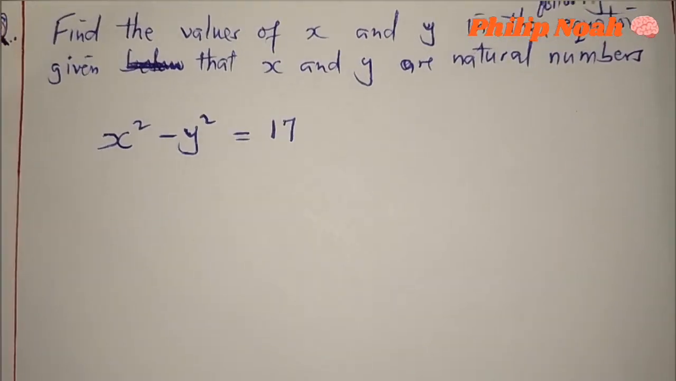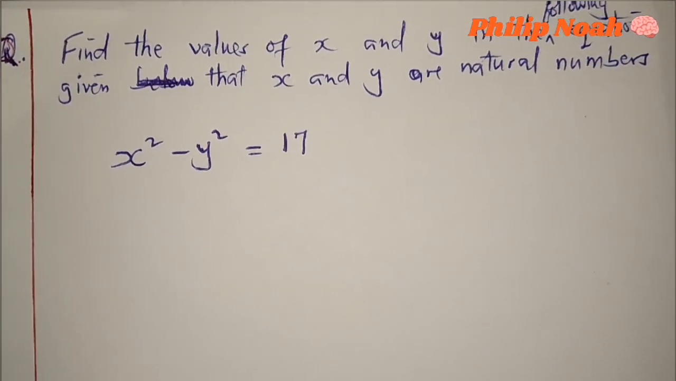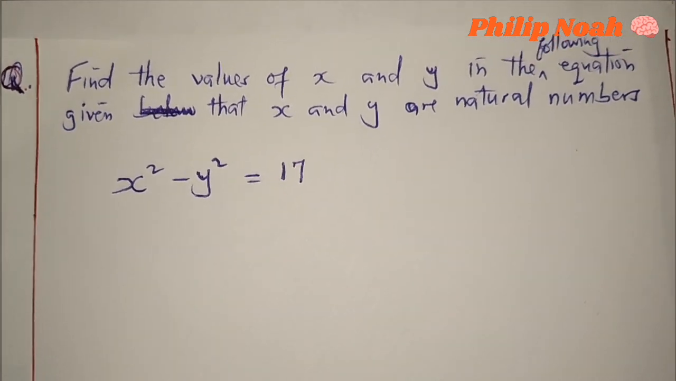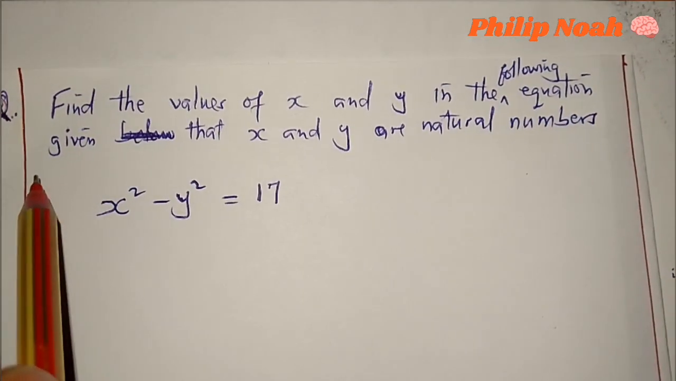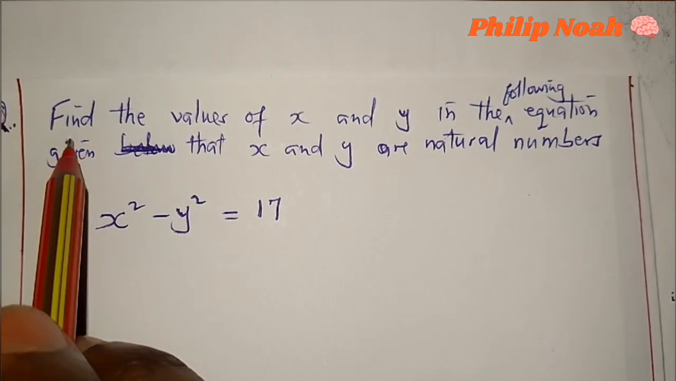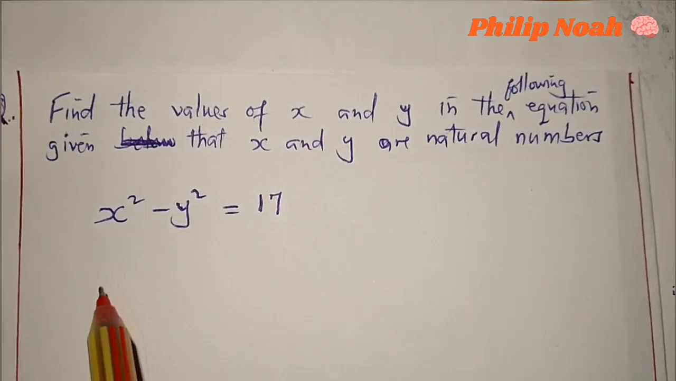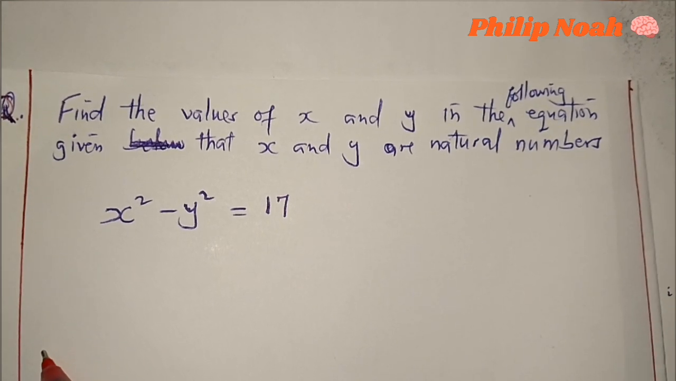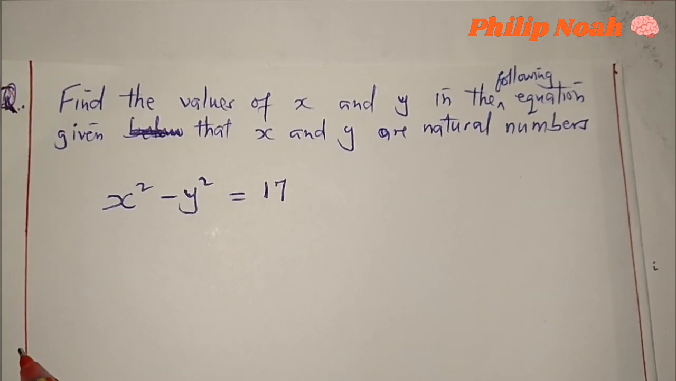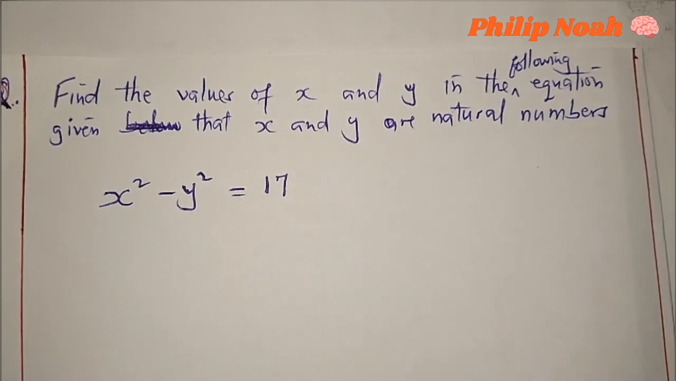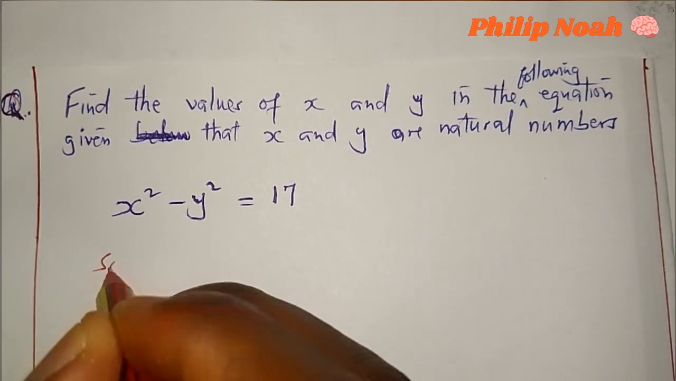This is Philip Explaining. In this video, I'm going to show you how to find the values of x and y from this equation. The problem is: find the values of x and y in the following equation, given that x and y are natural numbers. The equation itself is x squared minus y squared is equal to 17. Solution.